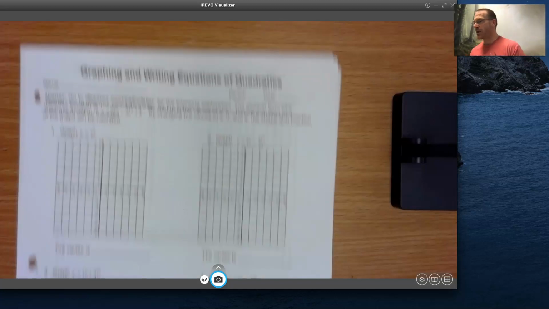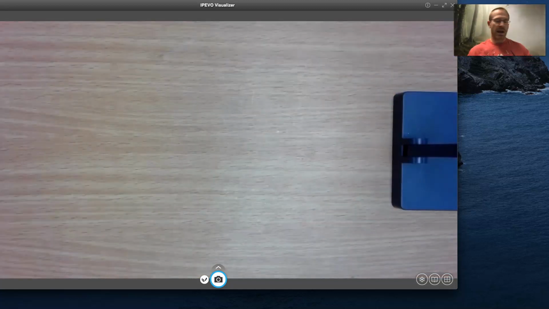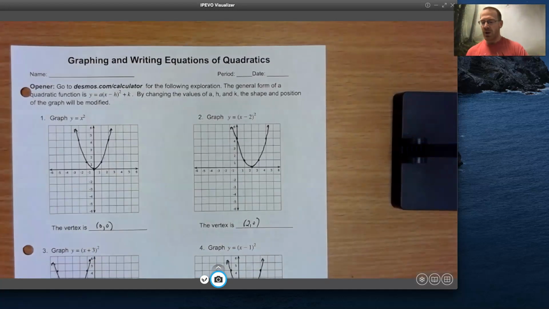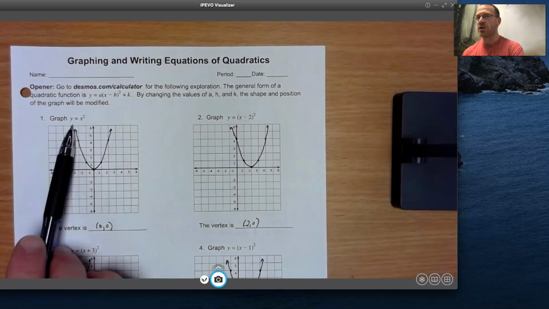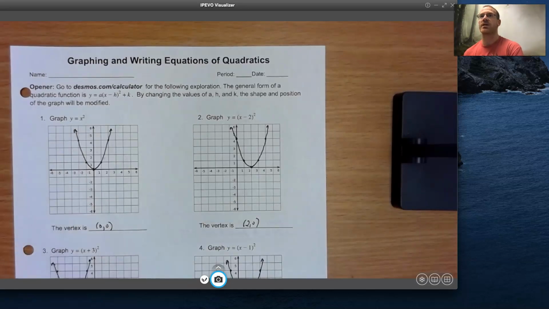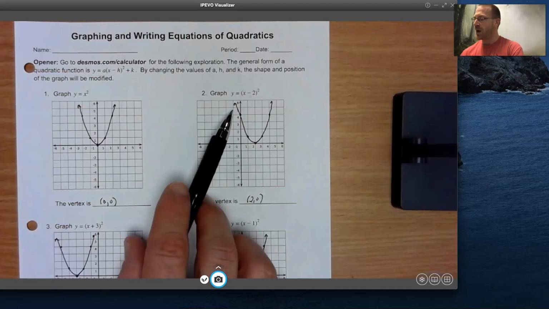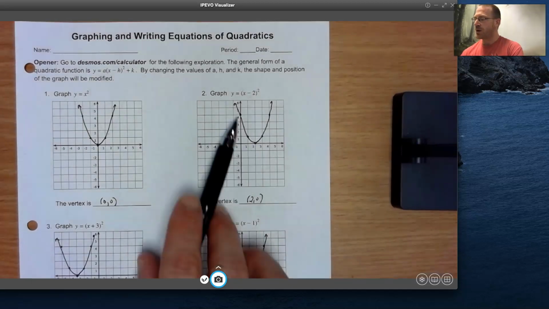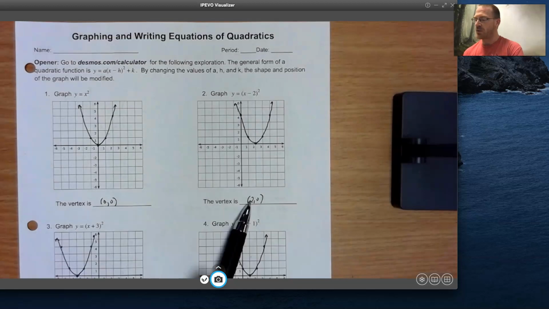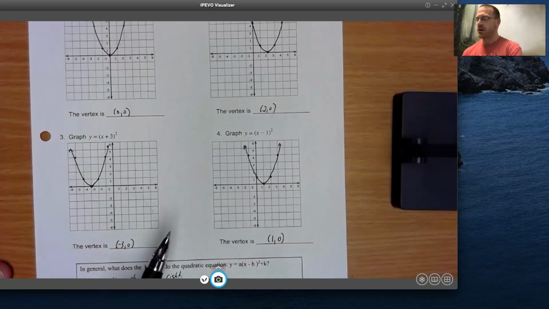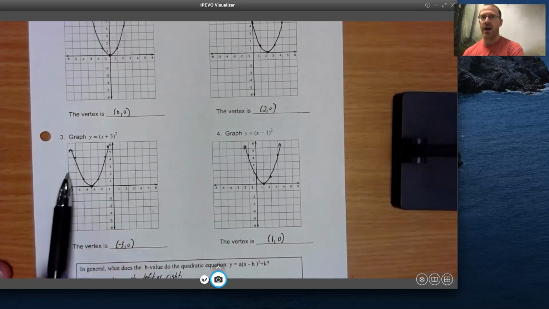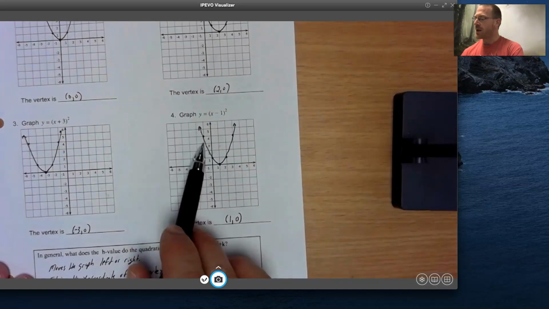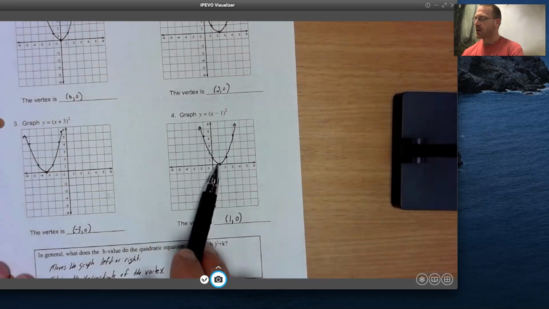All right, so I'm going to set my papers out of the way here and go through what I found. When you look at the opener here and the exploration, you graph y equals x squared, so we get a U-shaped graph, and that vertex is 0, 0. On number 2, you graph y equals the quantity x minus 2 squared, get that U-shaped graph, and the vertex is at 2, 0. Number 3, we graph y equals the quantity x plus 3 squared, get our U-shaped graph, and our vertex is at negative 3, 0. And number 4, y equals the quantity x minus 1 squared, our vertex is 1, 0.